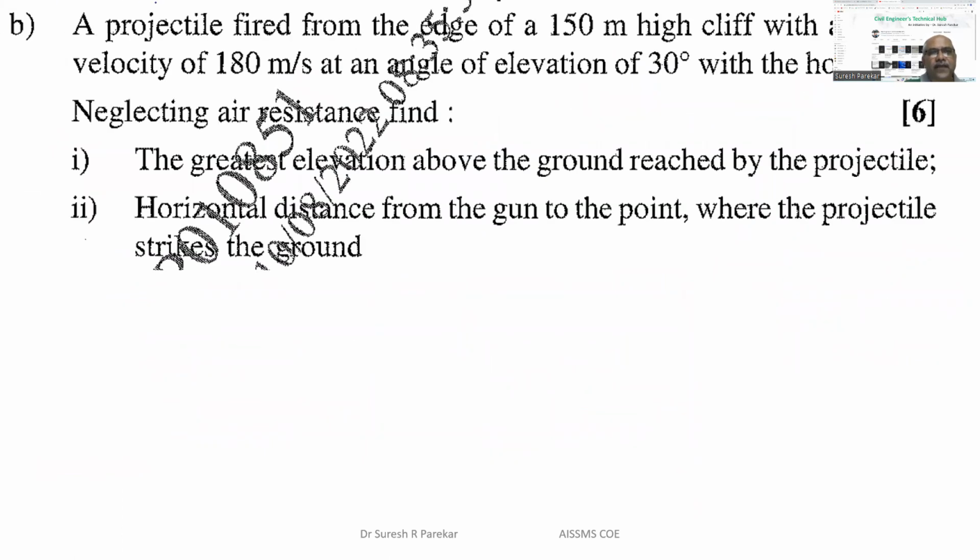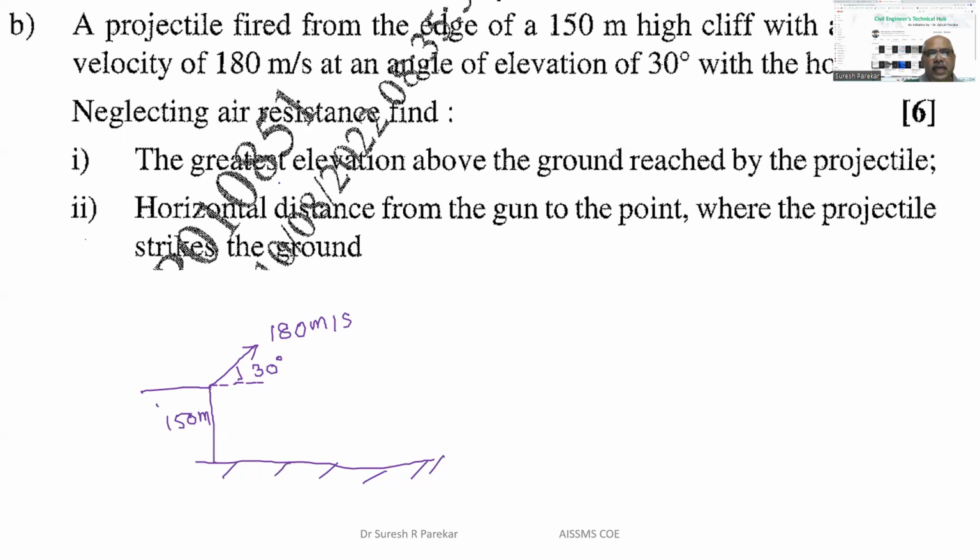A projectile fired from the edge of a 150-meter high cliff. So now we will draw the diagram. So we have 150-meter high. So I will just draw it. So we have this ground and we have this is 150-meter high. And then we have 180 meter per second and making an angle of 30 degrees.